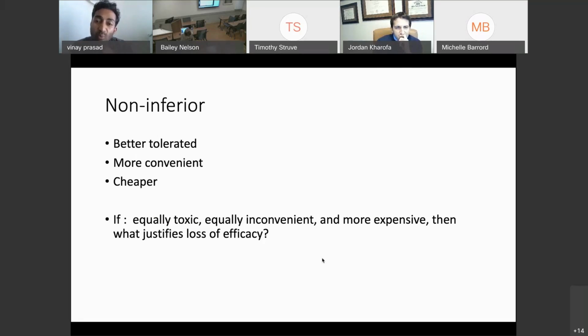Non-inferiority. You only run a non-inferiority trial if your experimental arm is supposedly better tolerated, more convenient, or cheaper than the other older arm. If you have a new drug that is worse tolerated, less convenient, and more expensive than the older drug, why on earth would you do non-inferiority? That's a very foolish thing to do, and yet we see that in oncology.